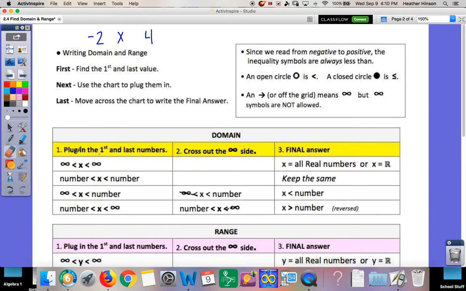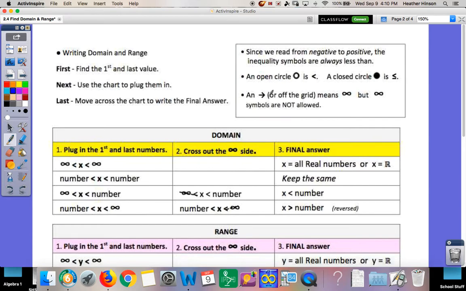Then we're going to use the chart to plug it in. This chart down here for domain and range is going to show you what to do for what numbers you get. It'll show you what to do if you get arrows. It'll show you what to do for every different scenario you could possibly see. So you're going to look at the chart and then you're going to move across to see if you need to change anything.